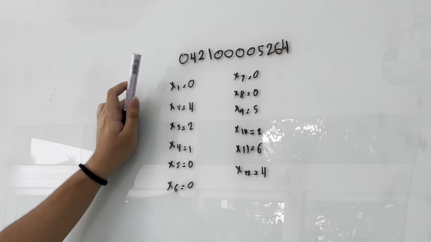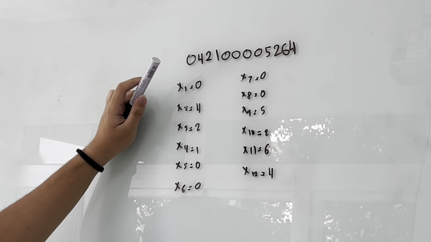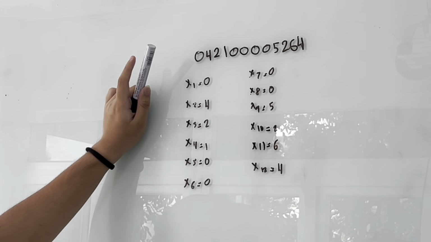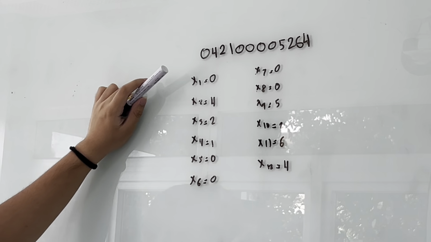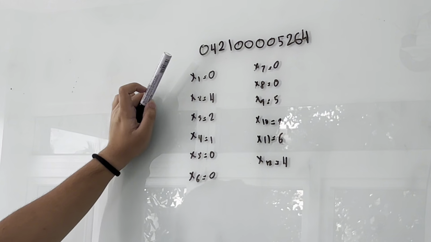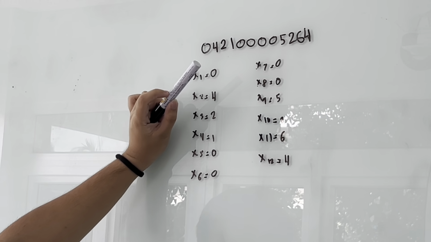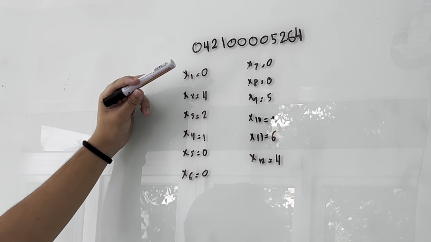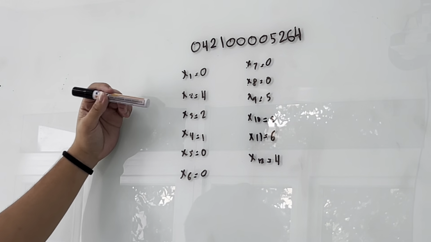Now we're going to use modular arithmetic in checking whether a UPC is valid or not. A UPC may be a 12-digit or a 13-digit code, but here we are using a 12-digit code, which is 0421-000-5264. And now we're going to use X sub units to assign to these numbers for a better or faster solution.